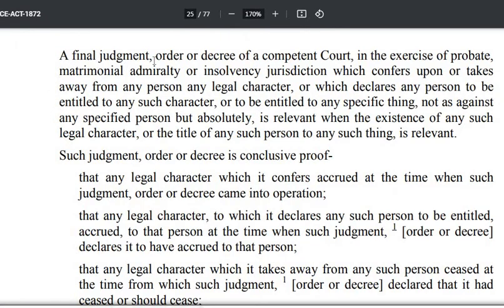So a final judgment order or decree of a competent court in exercise of probate, matrimonial, admiralty or insolvency jurisdiction, which confers upon or takes away from any person any legal character, or which declares any person to be entitled to any such character, or to be entitled to any specific thing. Means the judgment is such which declares that such person has such and such legal right, legal character, or declares that this person's legal right is taken away.